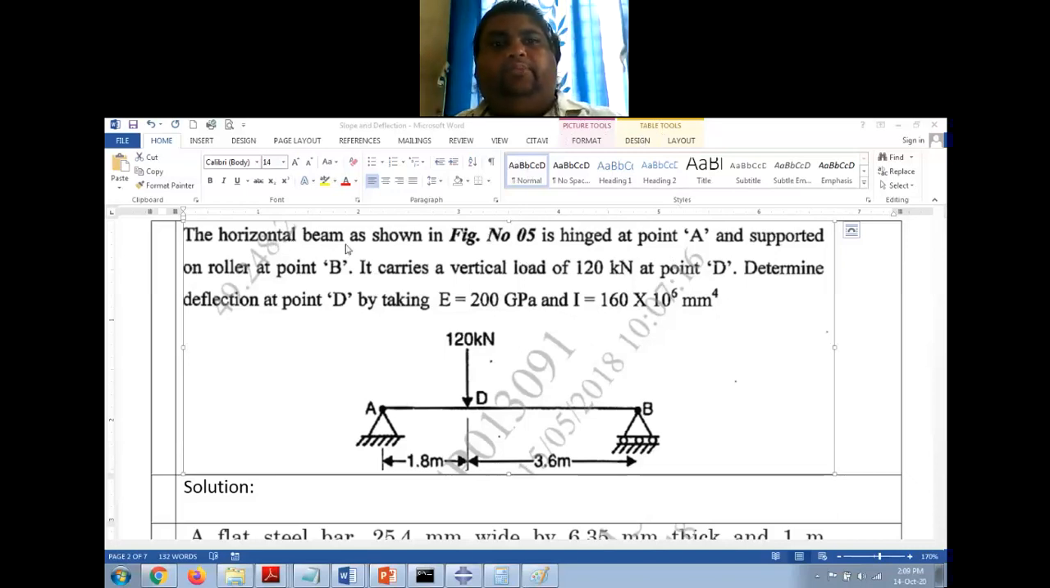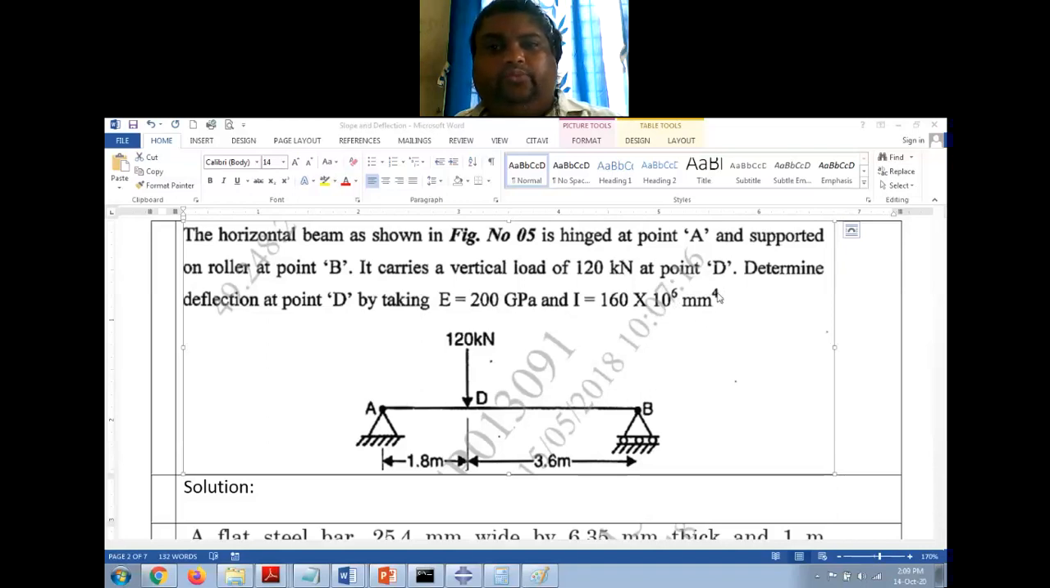A horizontal beam, as shown in figure, is hinged at point A and supported on roller at B. It carries a vertical load of 120 kilonewton at point D. Determine deflection at point D by taking E is equal to 200 GPa and I is equal to 160 into 10 raised to 6 millimeter raised to 4.